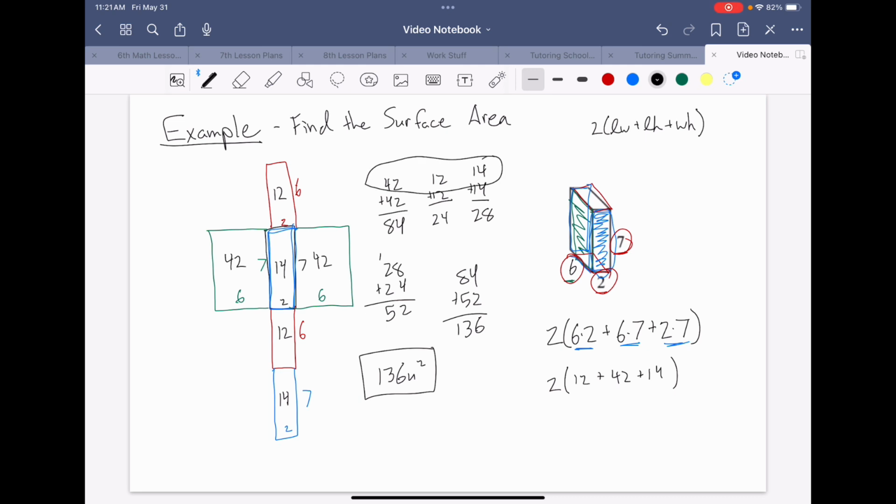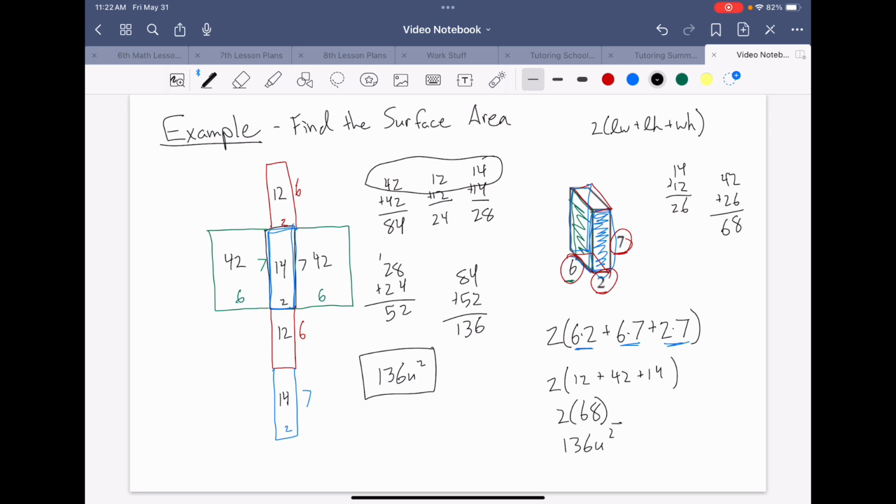Add those up. Let's do a little bit of scratch work here. 14 plus 12 is 26. And then 42 plus 26. Let's see, so that's 8. No, we don't carry a 1. And that's 6. So we're going to go 2 times 68, which gives us 136.